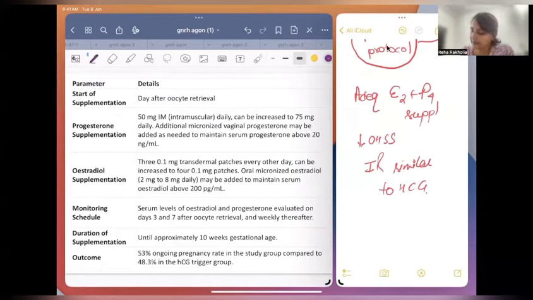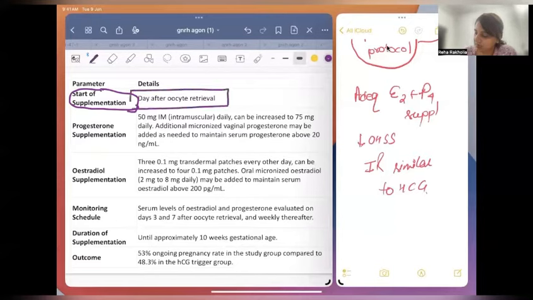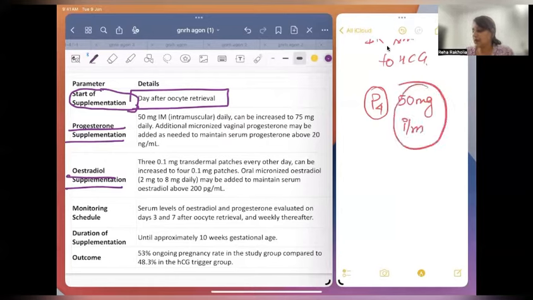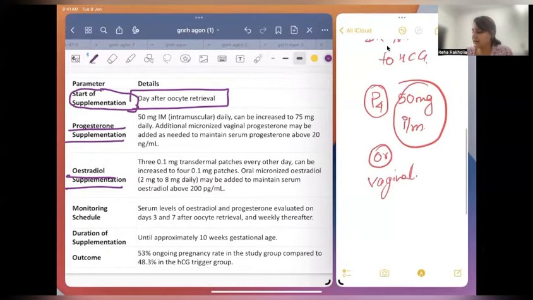Now, what they did on the start of supplementation: they started supplementation on the day after oocyte retrieval. What did they supplement? They supplemented progesterone and estradiol. Okay. How did they supplement progesterone? Progesterone was supplemented 50 milligram IM, or it can be added vaginally also. And this 50 milligram IM can be increased till 75 milligram.